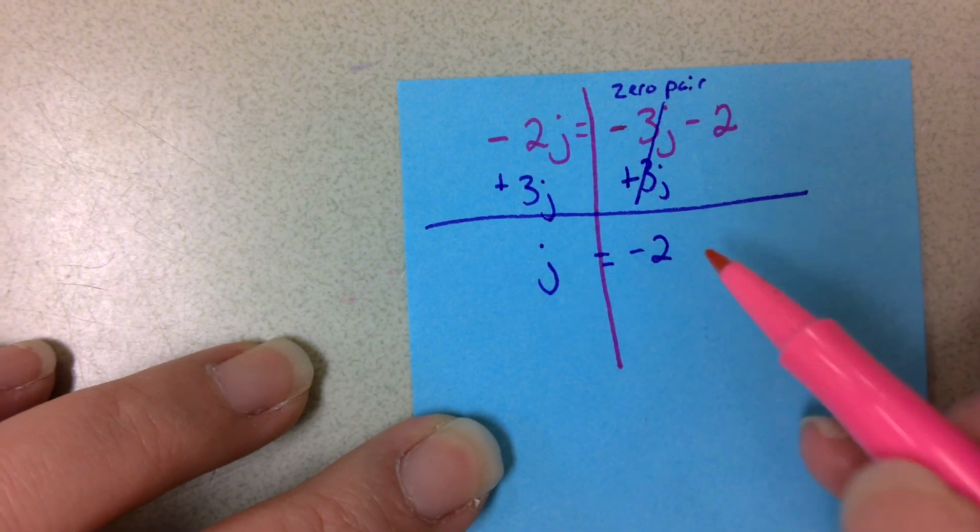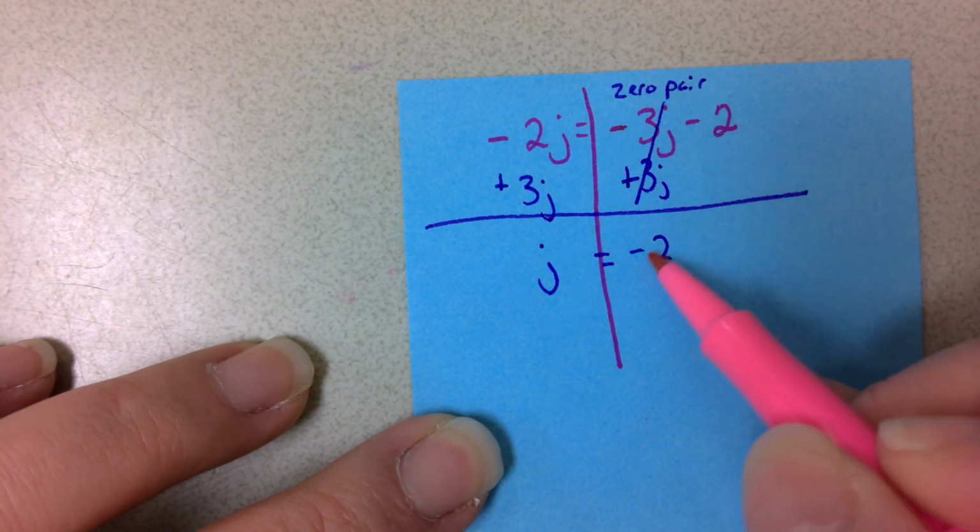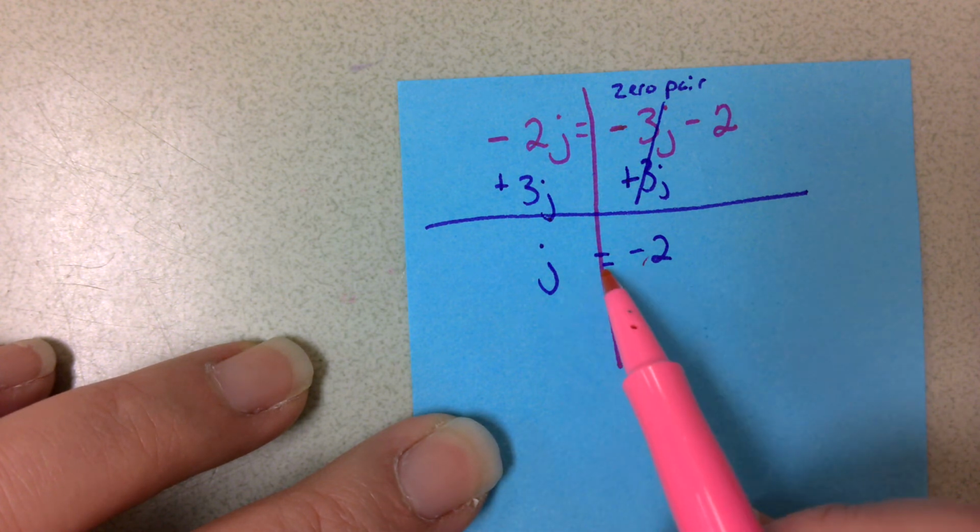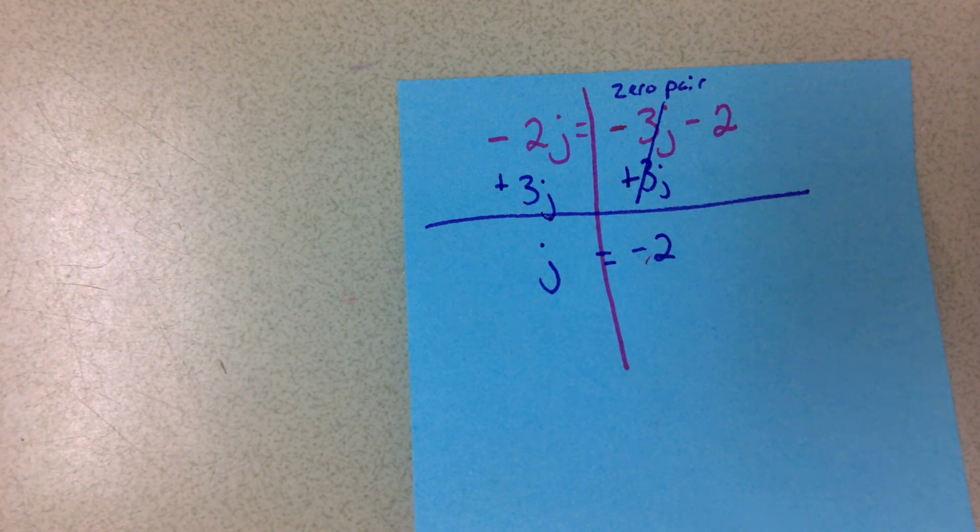I have 1j left. On my right side, all I have is -2. I bring my -2 down. J equals -2. I hope that helps.